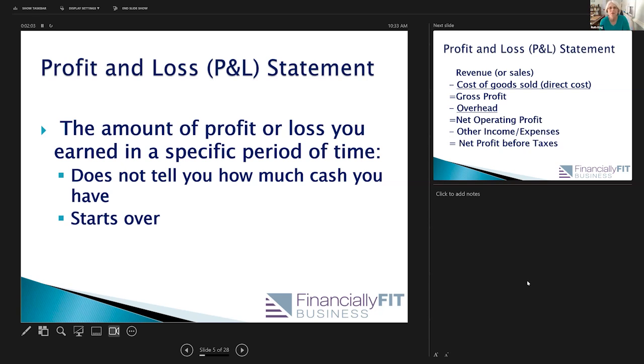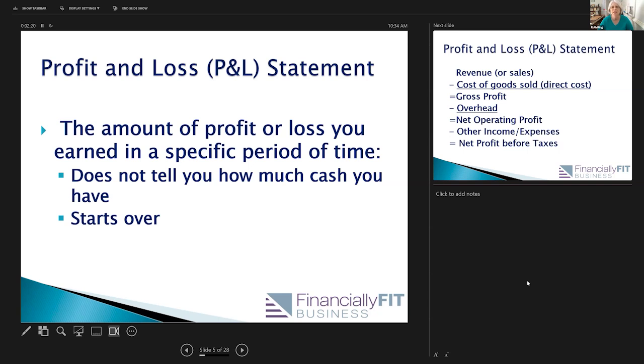They're for a very specific period of time. So you can have a P&L for January 1 through January 31st. And then guess what? February 1, it starts over again. Or you can have it for the entire year. And on January 1, it starts over again for the next year.